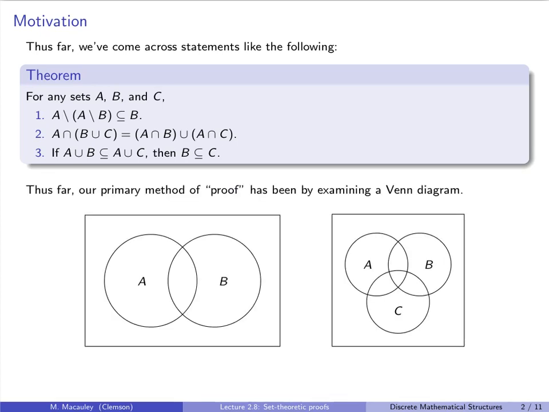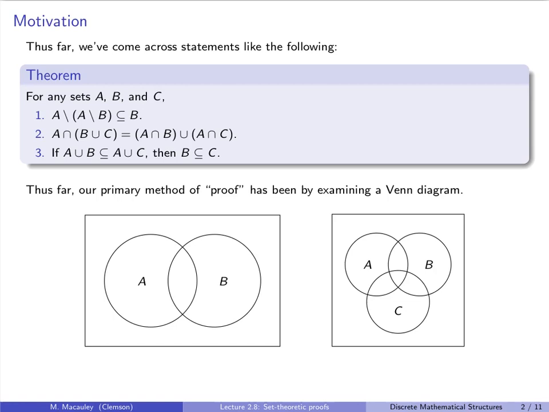And thus far, our primary method of proof, and that is in quotes, which usually means that I'm lying, because it's not really a proof, has been by examining a Venn diagram. So here's two examples of that, and I will actually quote-unquote prove these two statements in this manner.